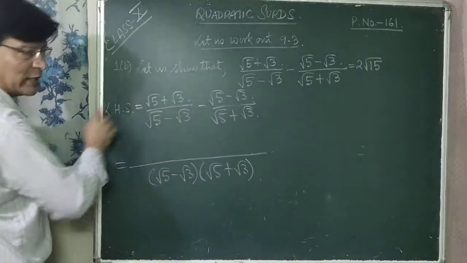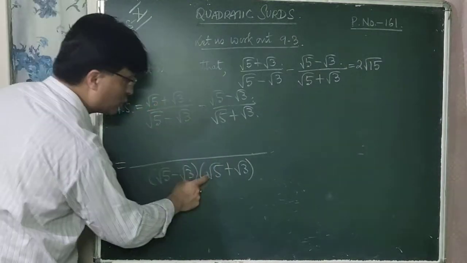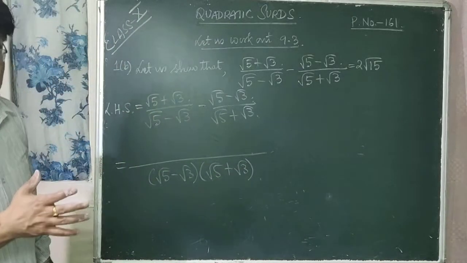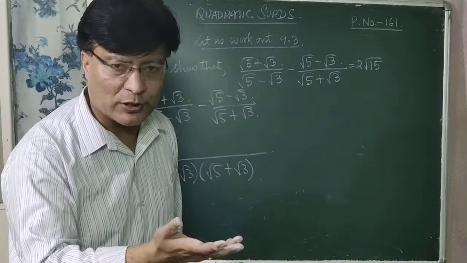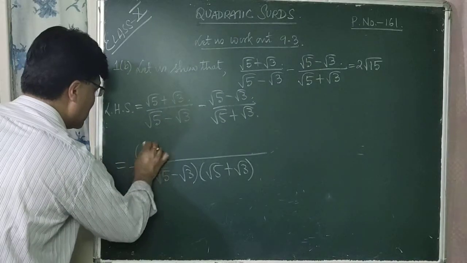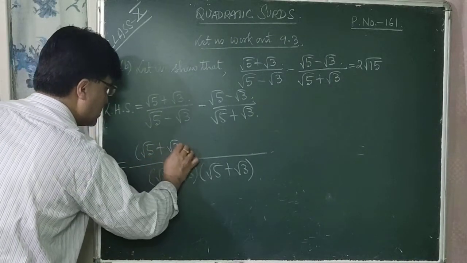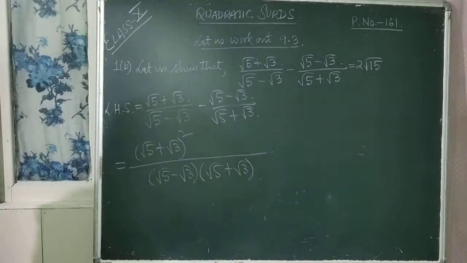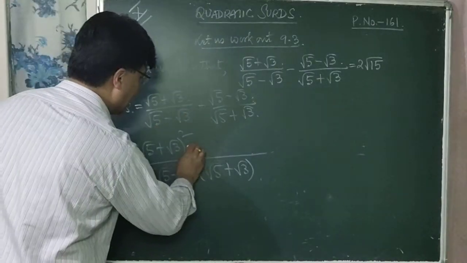So this should be multiplied by the numerator. What is root 5 plus root 3 into root 5 plus root 3, same expression? If you multiply them you'll get whole square, like a into a is a square. So similarly it is root over 5 plus root over 3 whole square. Is that clear? Which sign came in between? Minus.